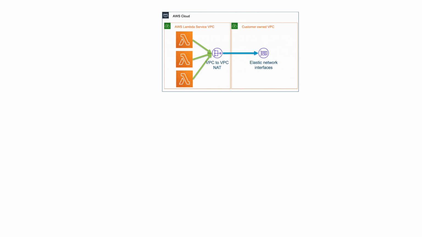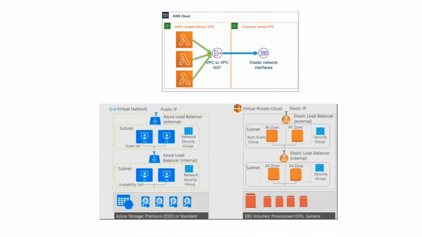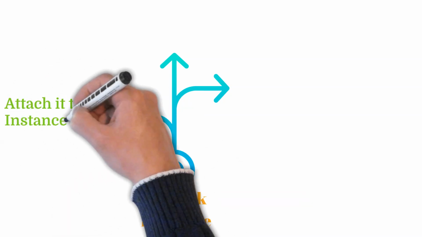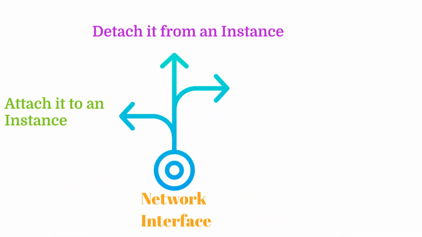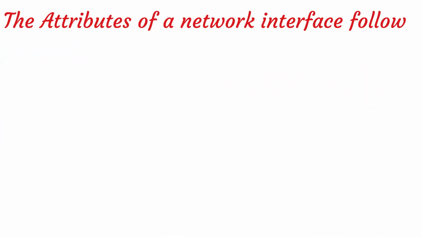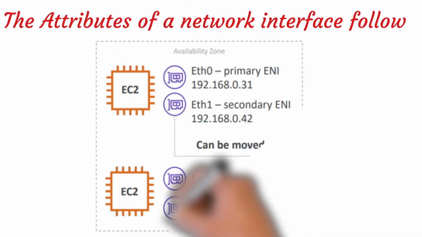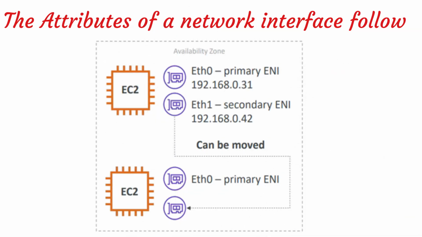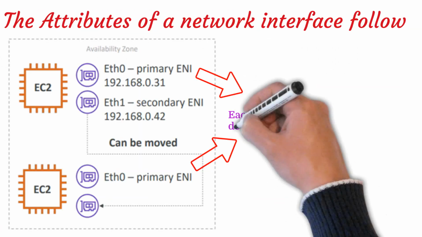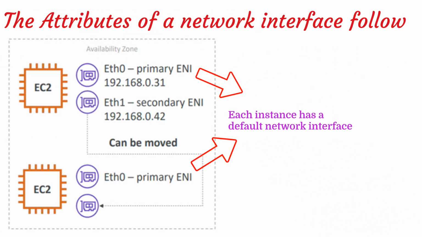An elastic network interface is a logical networking component in a VPC that represents a virtual network card. You can create a network interface, attach it to an instance, detach it from an instance, and attach it to another instance. The attributes of a network interface follow it as it's attached or detached from an instance and reattached to another instance. When you move a network interface from one instance to another, network traffic is redirected to the new instance.